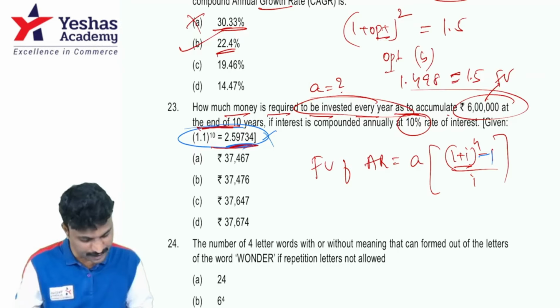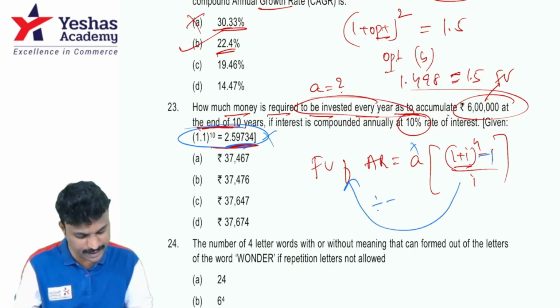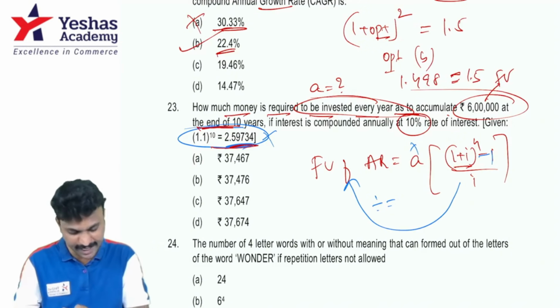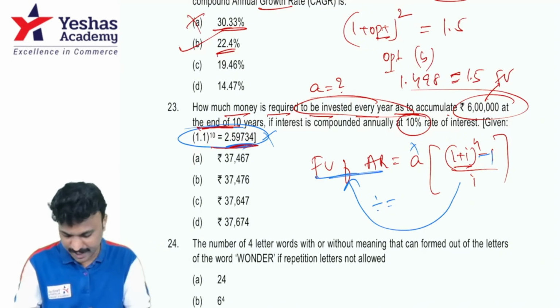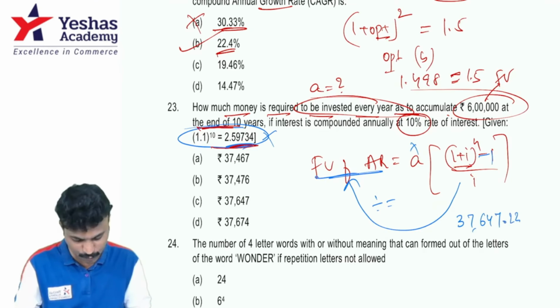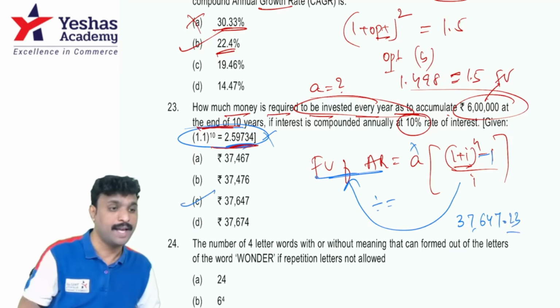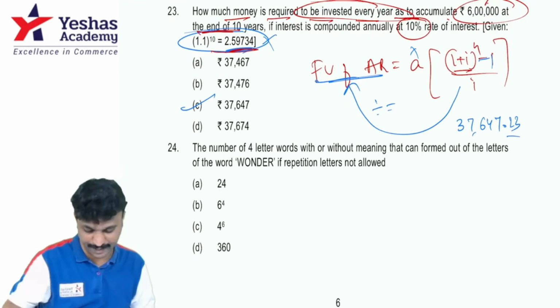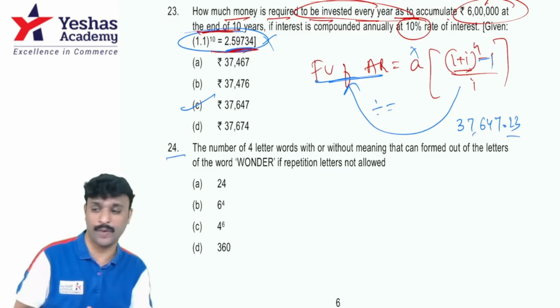10%. Next, I need to find the value of A, so send this to the other side. How do I send it? Divide, equal, into the future value of AR, 6 lakh into 6 lakh. That fetches me 37,647.23. That means option C is the right answer. Is this clear, everybody? Moving on to the next question, question number 24.